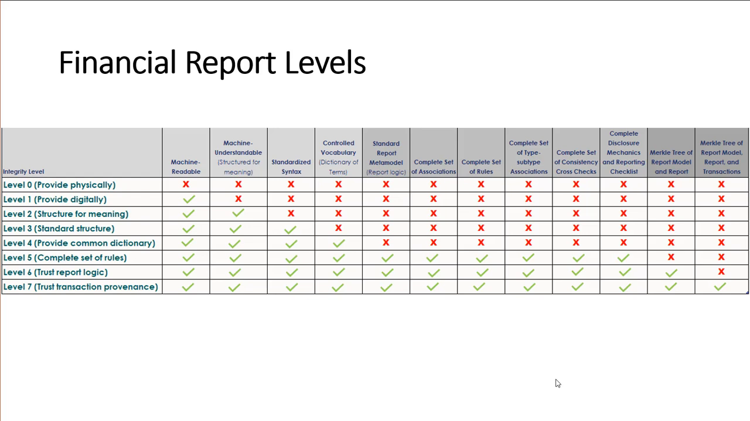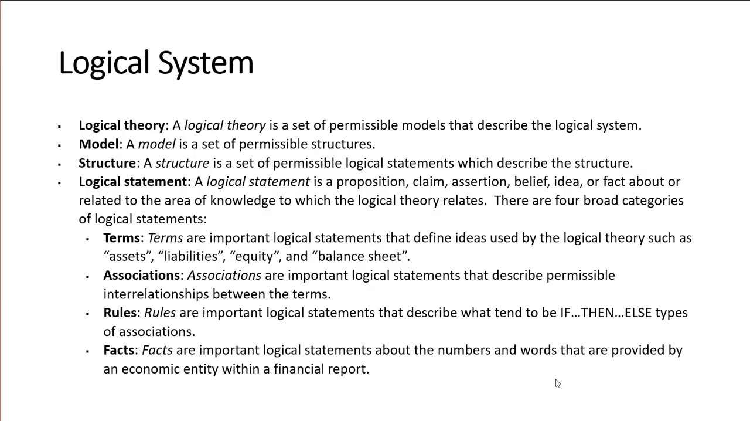Levels 5, 6, and 7 are all useful. At level 4, it's possible to do it correctly, but you can't verify that it's correct. Level 3 and below is of no value at all. You can't really exchange information. But the sweet spot is 5, 6, and 7. So a financial report is a logical system. And again, this is all in the paper that I wrote that explains the Seattle method.